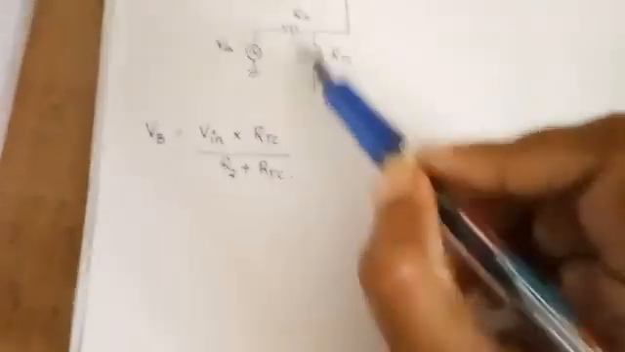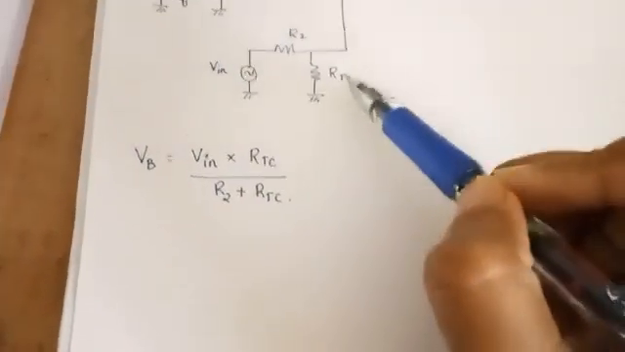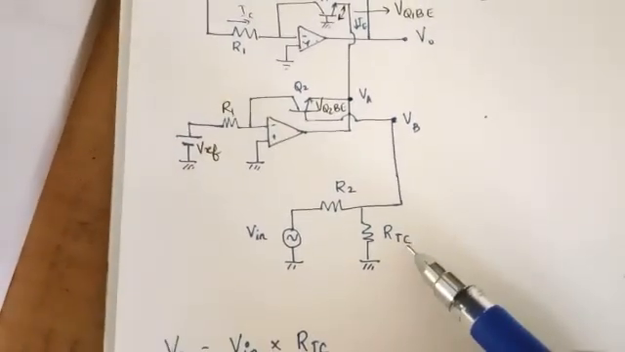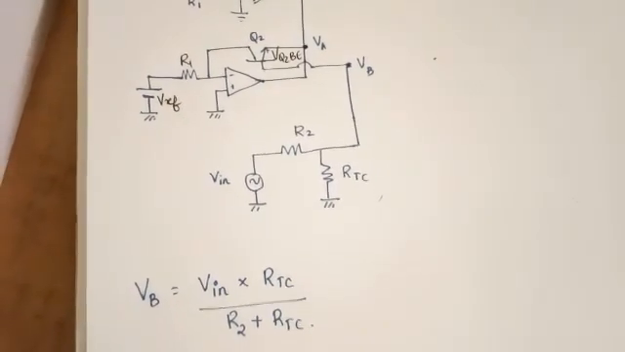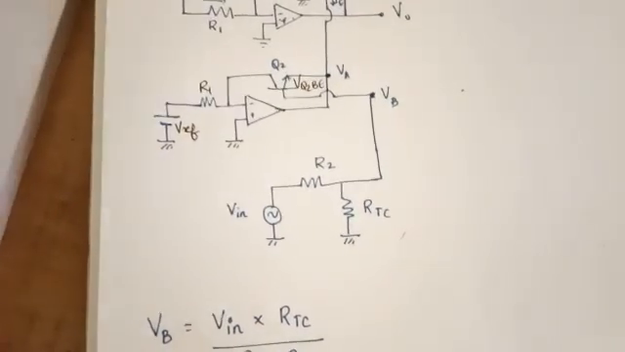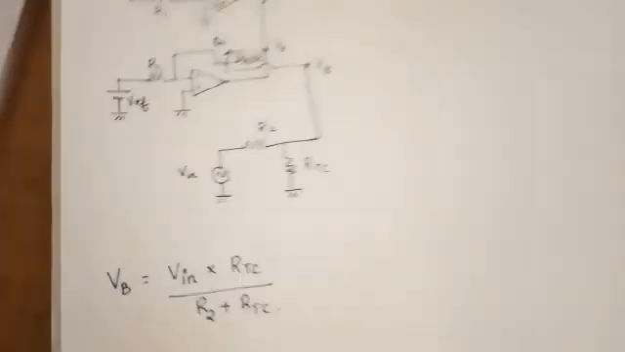Then you can see 2 resistors, R2 and RTC. RTC is the temperature dependent resistance which is used to compensate the temperature losses, as explained in the previous lecture. Okay, now we start the derivation.